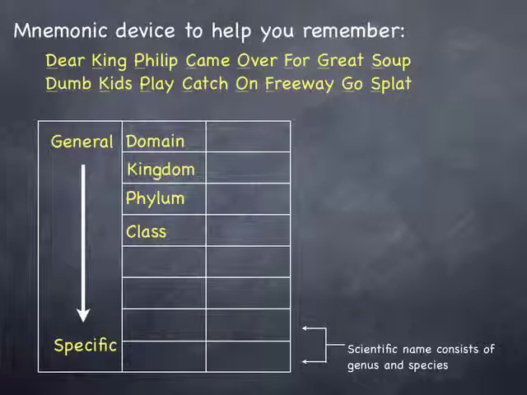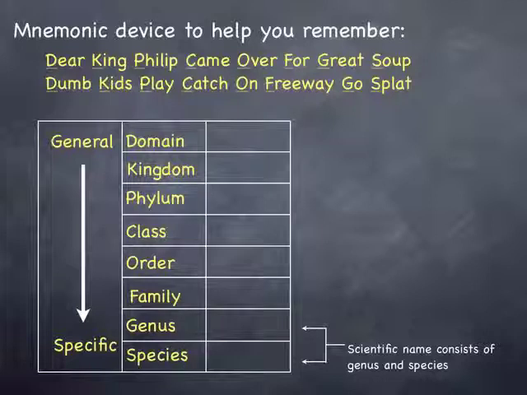What comes after that? Anyone? Raise your hand, please. Order. Okay. Austin? Family. Next one. Sarah? Genus. But where's the G? Dear King Philip came over for soup. Great. And Olivia? Species.